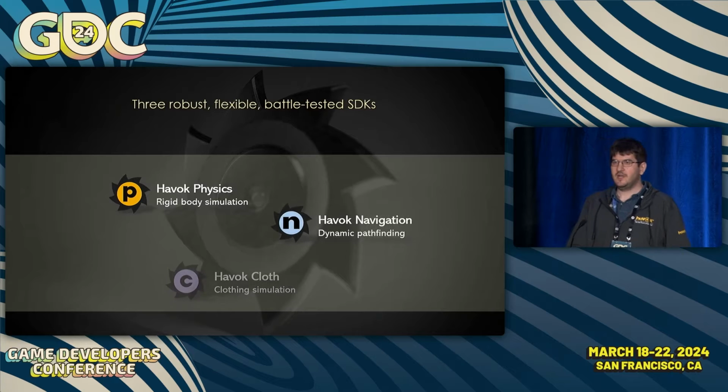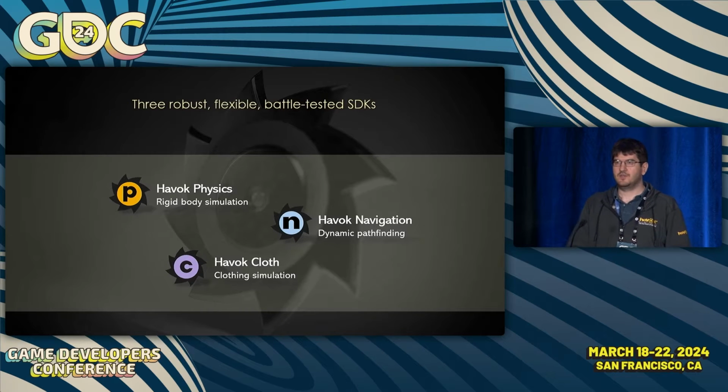So first of all, you might not be familiar with Havok. Just to give you a super quick overview, we are a middleware company for the games market. We offer 3 SDKs, and our SDKs set themselves apart because they are robust, flexible, and battle-tested in a wide variety of titles, genres, and you'll see in a second the types of franchises that use our tech. And so we have 3 SDKs.